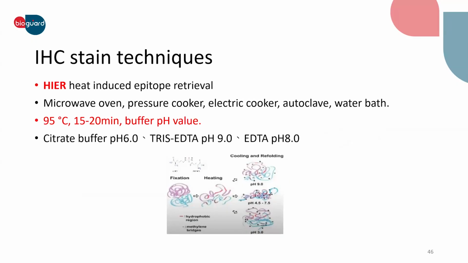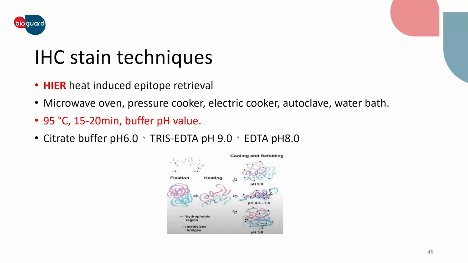Now let's look closer at heat-induced epitope retrieval, the most common method for unmasking antigens after fixation. Here, we use high heat in a buffer solution to break formalin-induced cross-links and expose hidden epitopes. Common tools include the microwave, pressure cooker, electric rice cooker, and autoclave. Standard settings include 95 degrees Celsius for 15 to 20 minutes, followed by cooling. The buffer pH is also key.